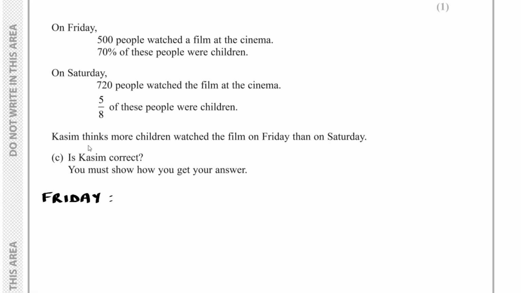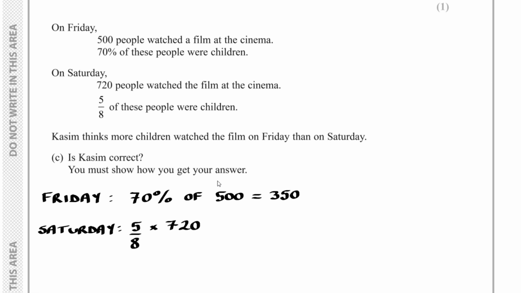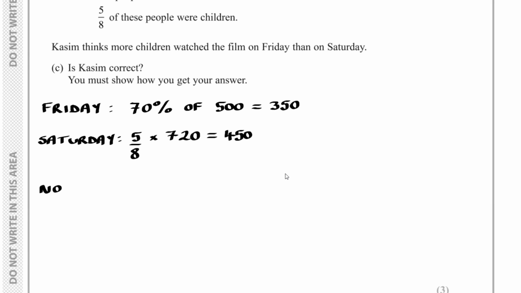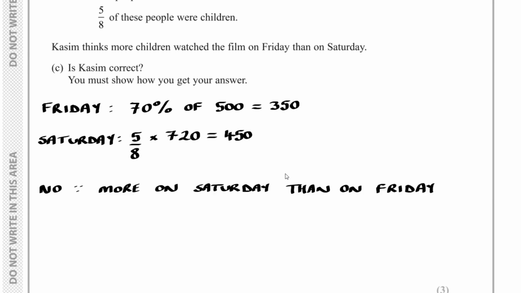Well, on Friday, we have 70% of 500. 10% is 50, so 70% will be 50 times 7, which is 350. On Saturday, we have 5/8 of 720. Well, 1/8 of 720 is 90. Multiply that by 5, we get 450. So is Kasim correct? No, he isn't, and that's because there's more on Saturday than on Friday.